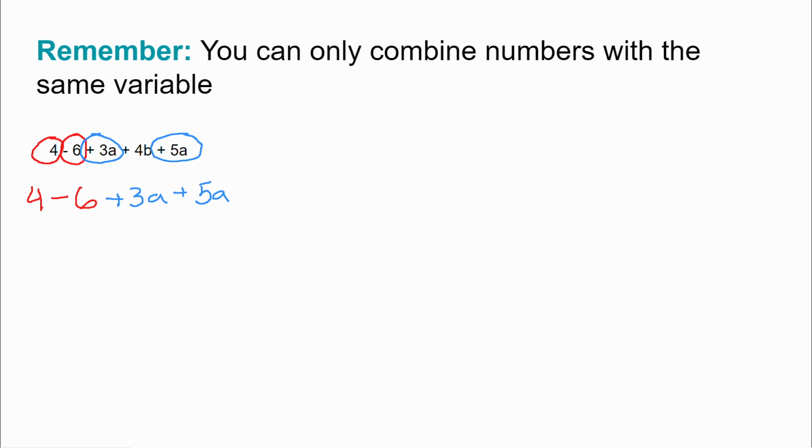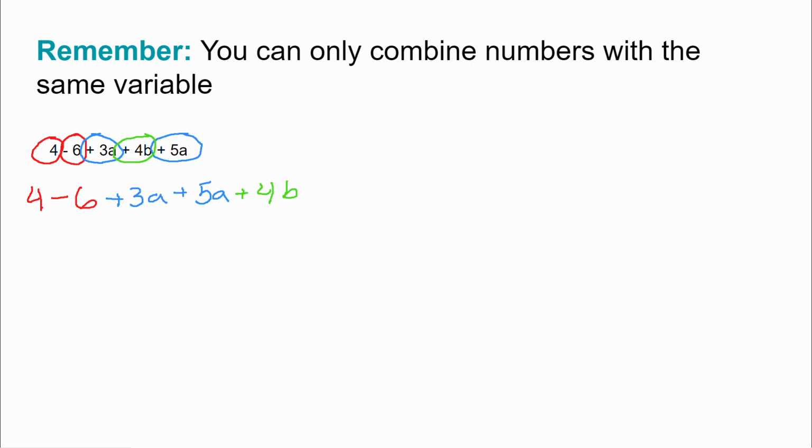And then in this one, we also have this plus 4b. Even though the a's and the b's are both variables, they're different variables, so we cannot combine them together.